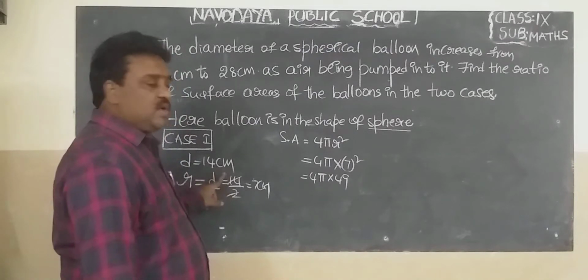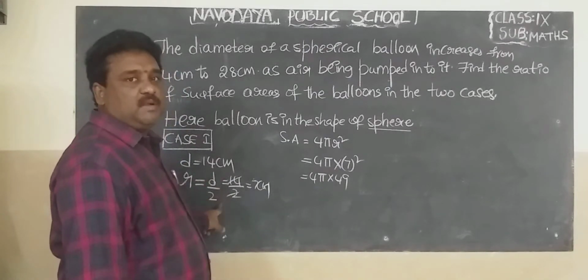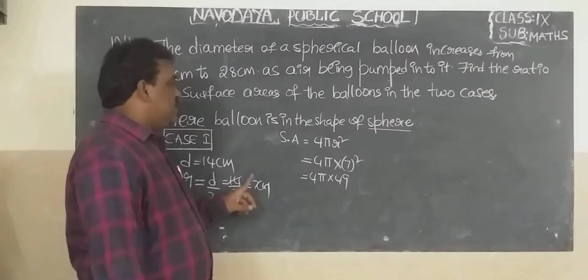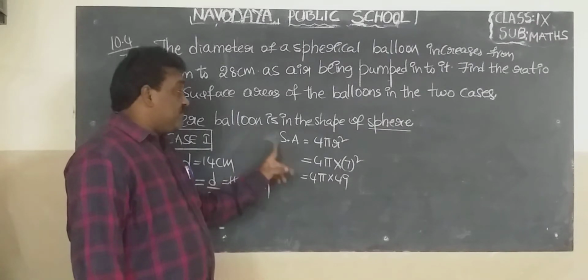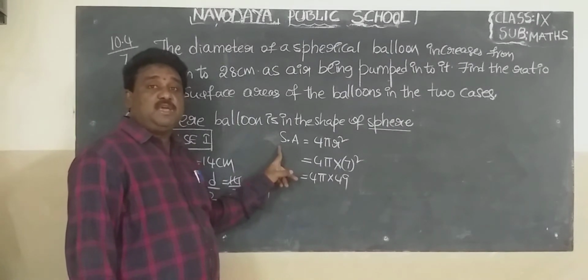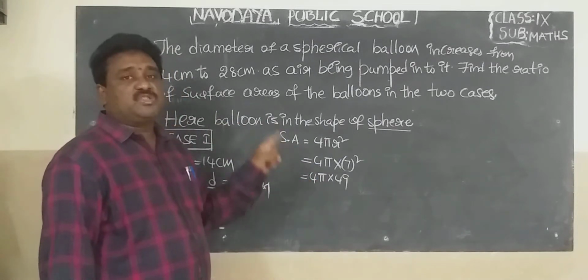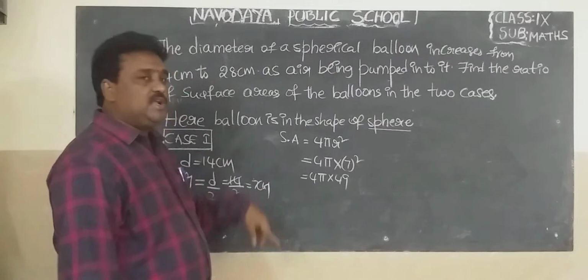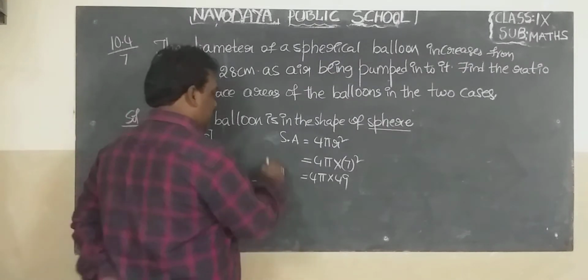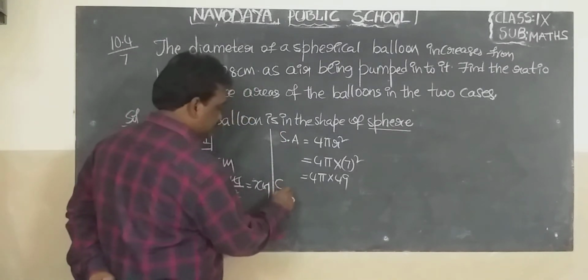Diameter 14. Radius equals diameter by 2, 14 by 2, 7 centimeters. Surface area formula of sphere, 4 pi r square, 4 pi into 7 whole square, 4 pi into 49. That is case 1. Now case 2.